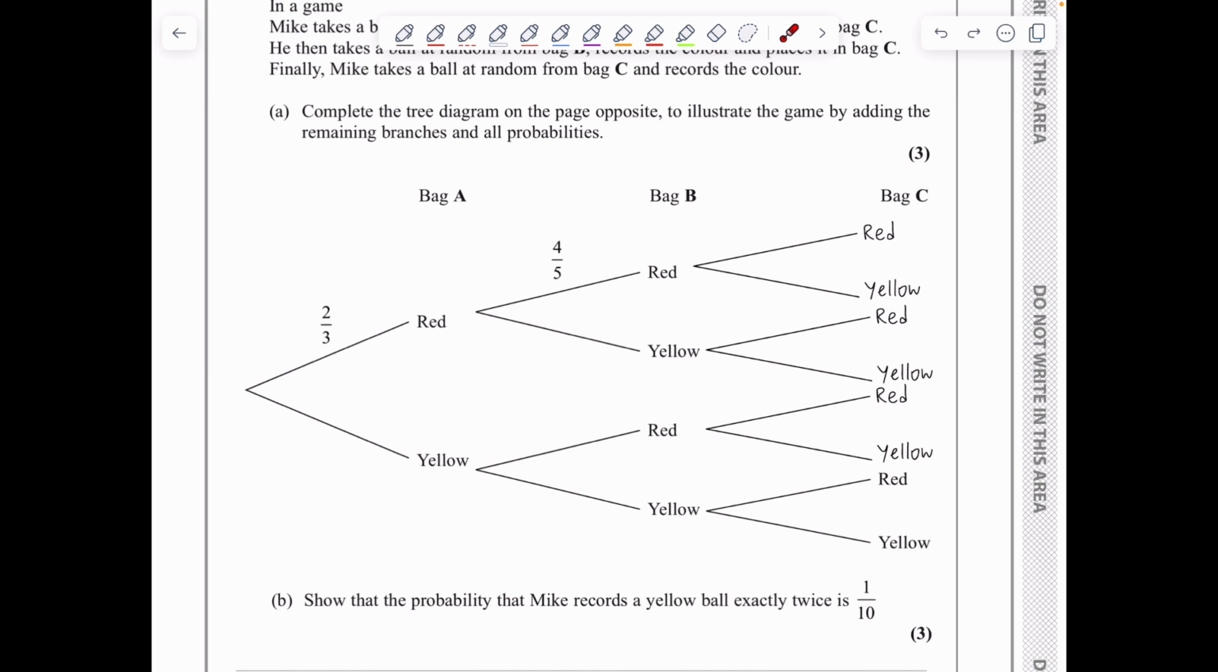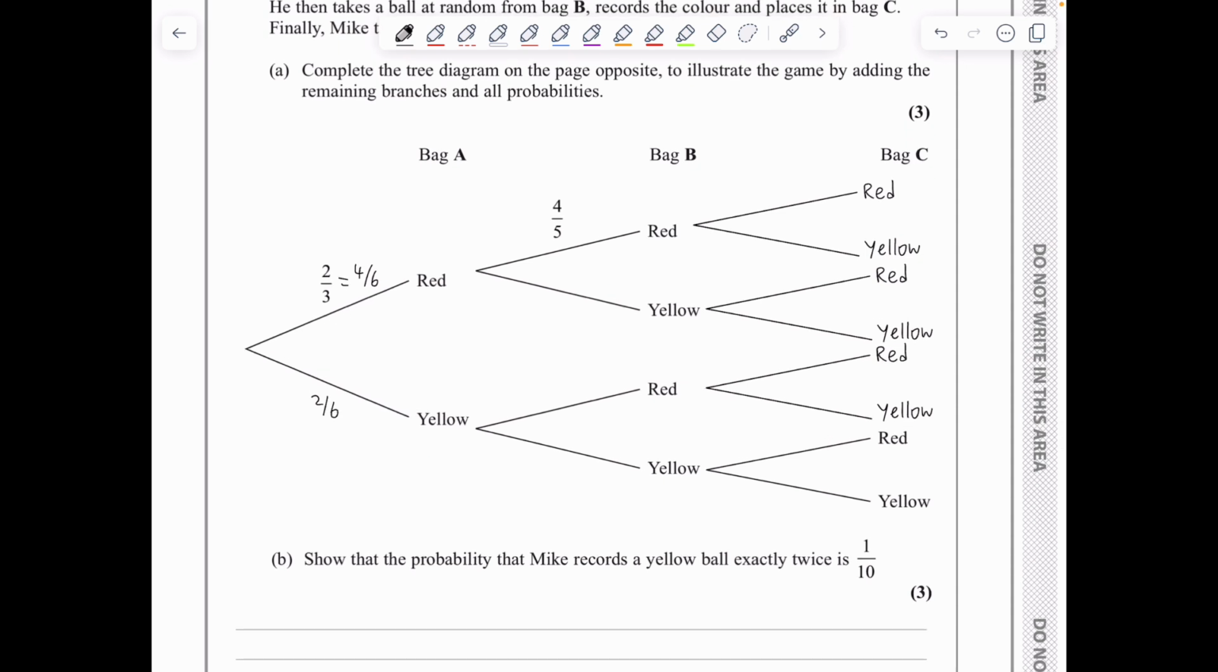So we know that originally the bag A had 4 red and 2 yellow balls, so the 2/3 shown here is simply the 4/6. I prefer to not simplify my fractions so that the denominator corresponds to the total number of balls in the bag. So if I have 4/6 of picking a red ball, that means I've got 2/6 of picking a yellow ball. Now we've got 4 red balls in bag B, so one of them is yellow. And it's exactly the same probabilities over here in the branch when the first ball drawn from bag A is yellow, so 4 over 5 and 1 over 5.